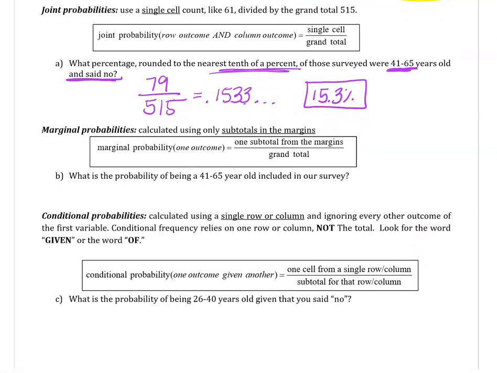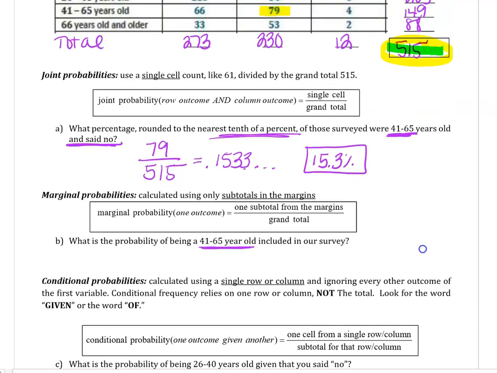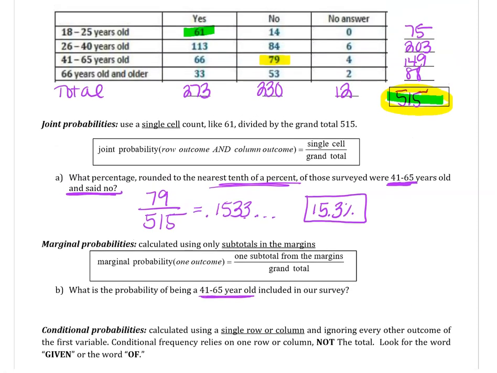Marginal probability means the answer is coming from the margins. So it's a subtotal divided by a grand total. So for example, what is the probability of being 41 to 65 years old just in our study alone? So nothing about the preferences or anything, just, hey, what probability of people fall in this age bracket? So I go to 41 to 65. At the very end, there's our number, 149.